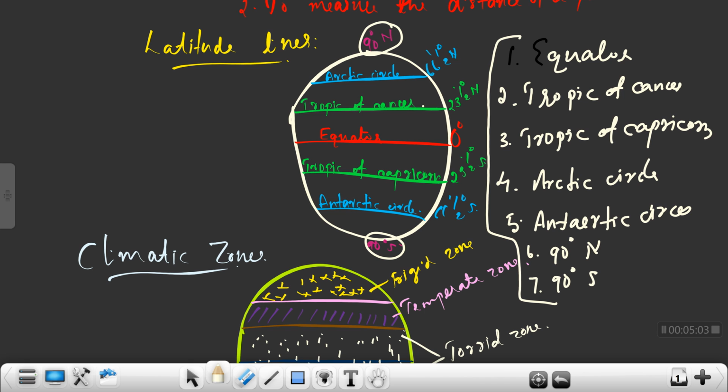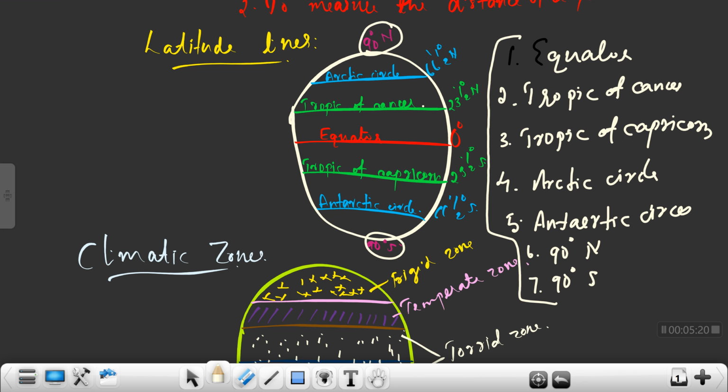First one, equator, it is 0 degree. Second one, Tropic of Cancer, 23.5 degree north. Next, Tropic of Capricorn, 23.5 degree south. Arctic Circle, 66.5 degree north. Antarctic Circle, 66.5 degree south. And 90 degree North Pole and 90 degree South Pole.